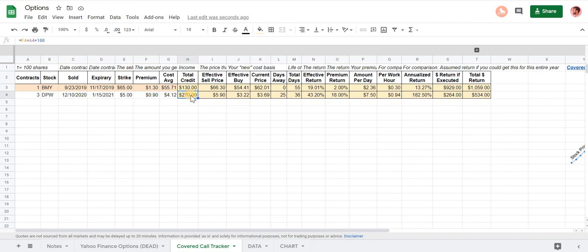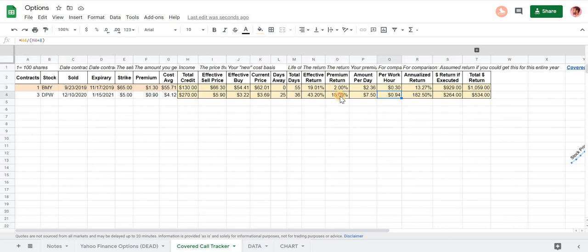So when I wrote this call, I got $270 that day, which I think is pretty good, since you can see the amount per day is $7.50. So that's not bad. It's like 1 hour of minimum wage of work, and per hour it's like 90 cents. So not great from a per hour basis, but from a per day basis, I think that's pretty good.